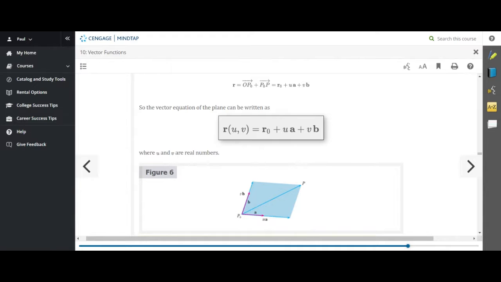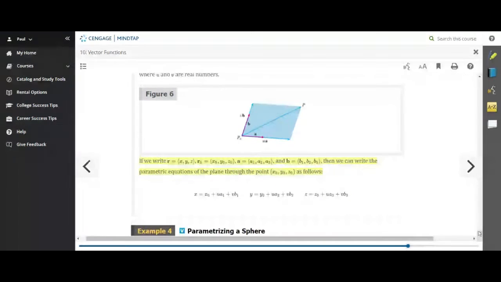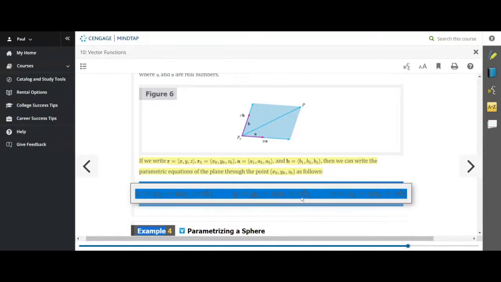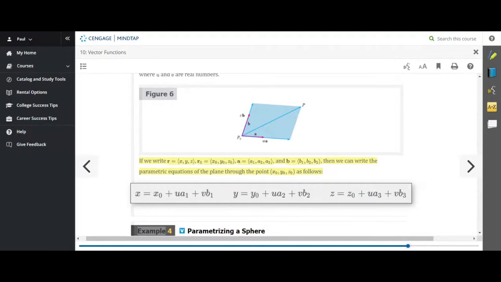Okay, and so the parametric equations for the plane are given by x, y, and z as shown here.